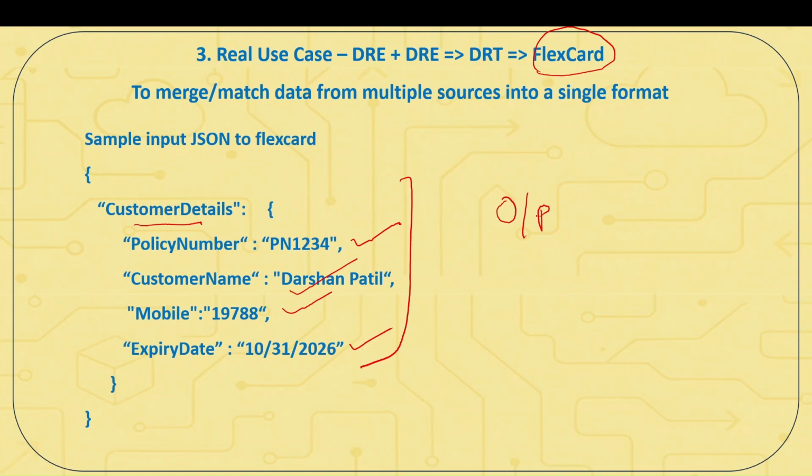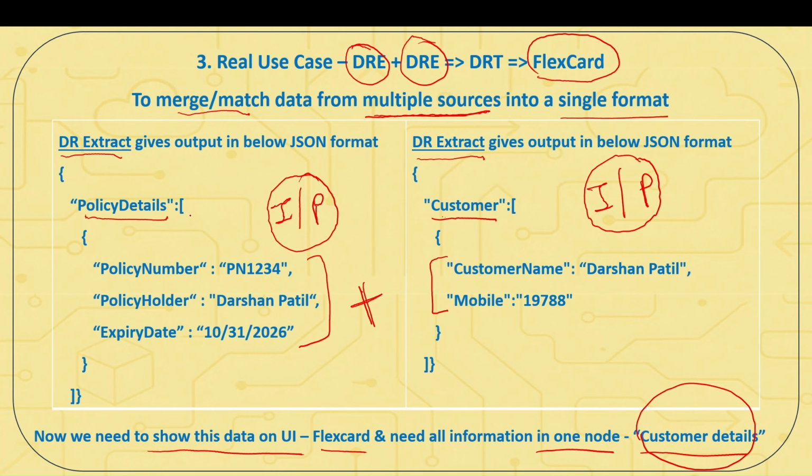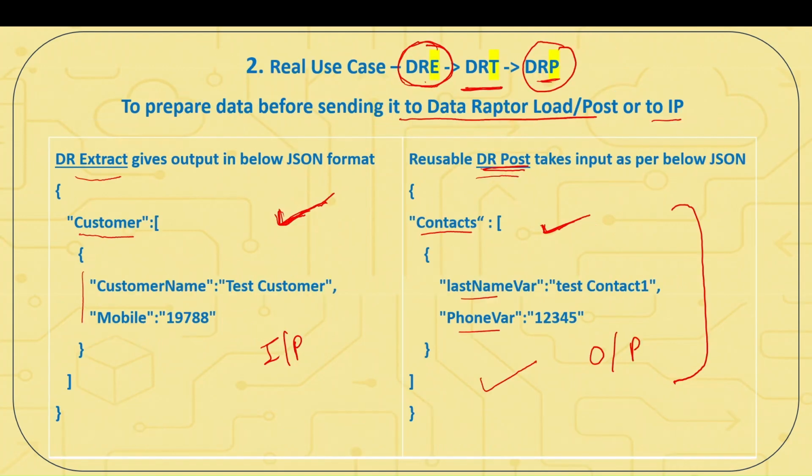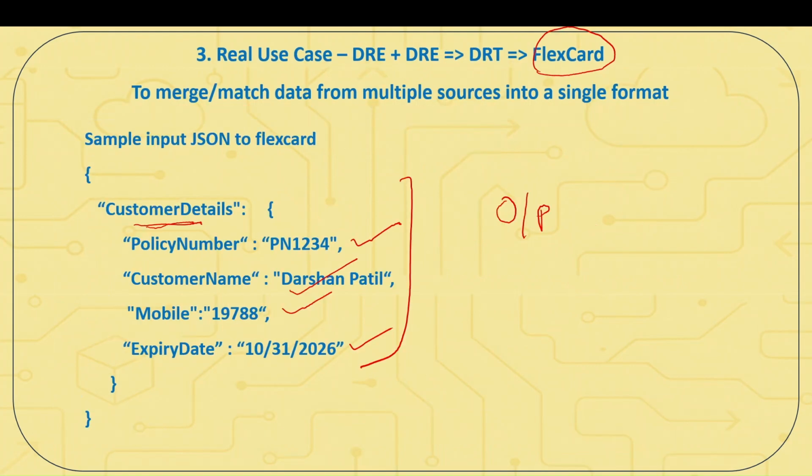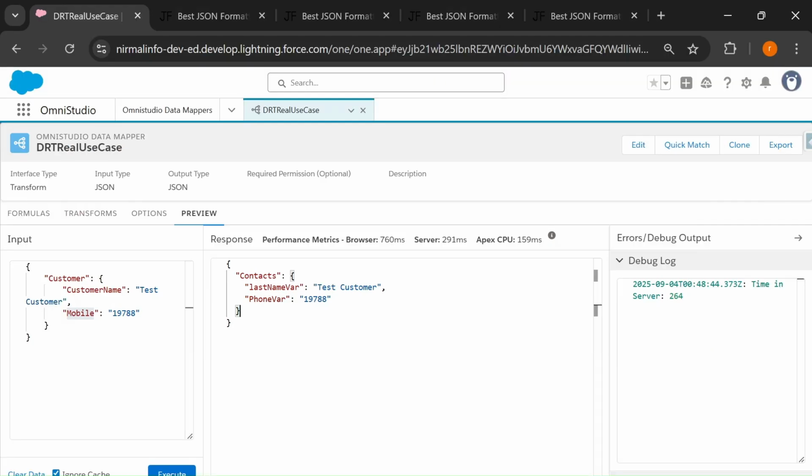This is our output. If you observe it, only the node names are different: customer details, here is a customer and policy details. The field labels may or may not be different. In this case, they are the same, but with two different nodes. In the previous examples, they may have been different, like customer name and mobile here, last name and phone variable. But we need to understand conceptually what we need to achieve. So here are two inputs and one output. Let's understand how we can achieve this with the help of DataRaptor Transform.